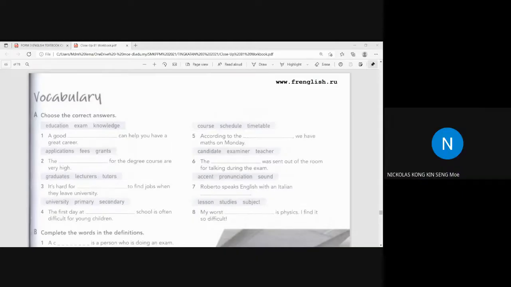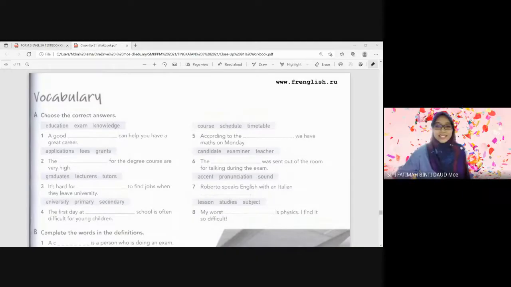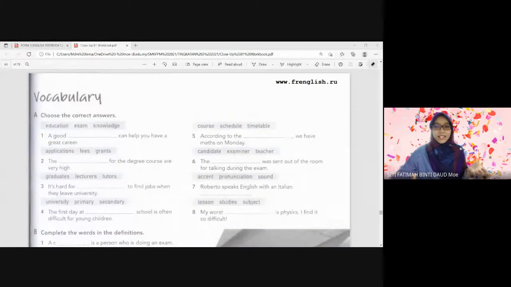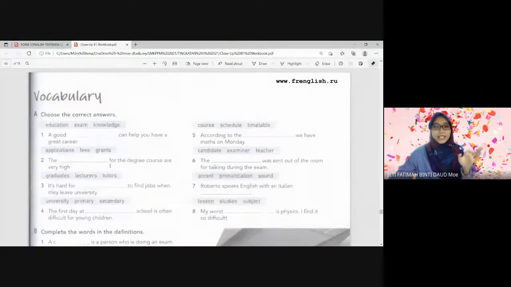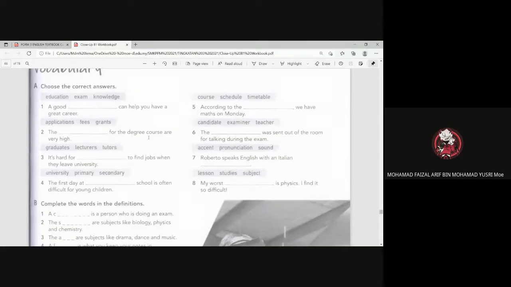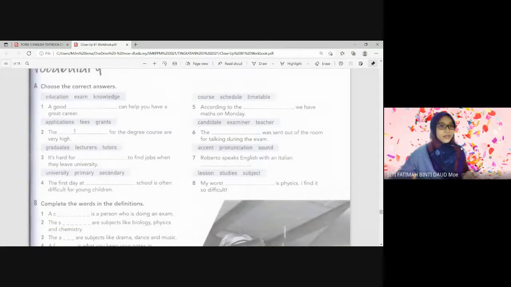So the first one, career, and carrier. All right. Remember not to pronounce these words the same way. Are you familiar with the kuih carrier? So remember, that's more or less like the pronunciation of carrier. A good what can help you have a great career? A good education. Education, very good. The what for the degree costs are very high? Fees. Yes, the fees, you have to pay the money.